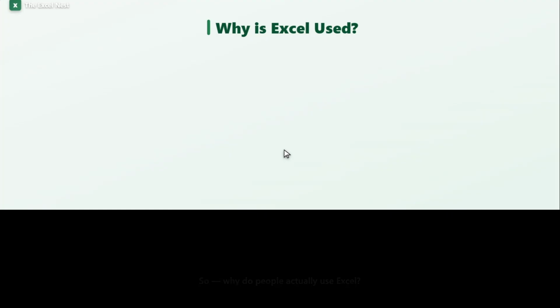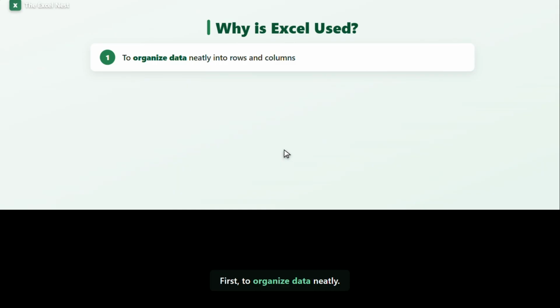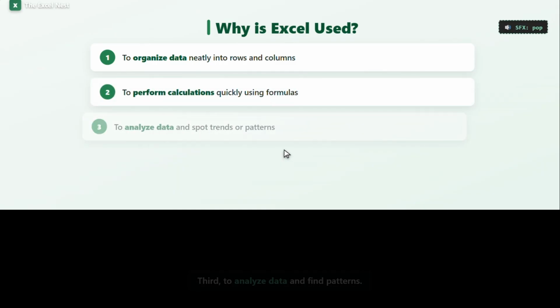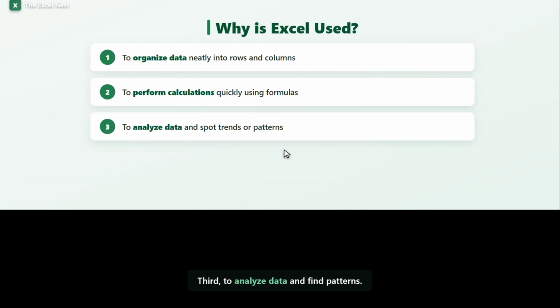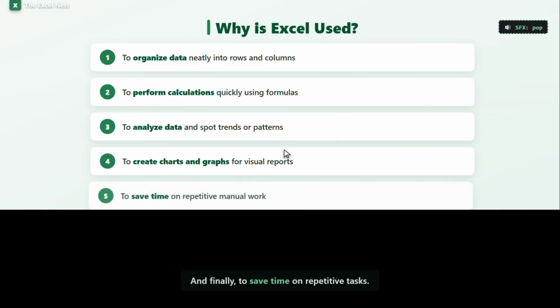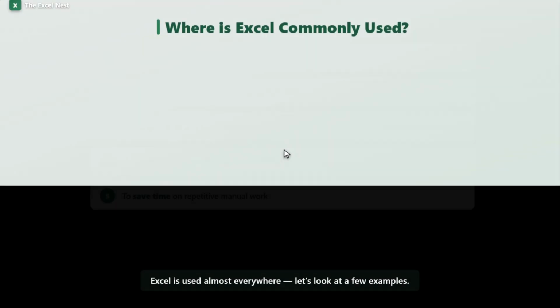So, why do people actually use Excel? First, to organize data neatly. Second, to perform calculations automatically. Third, to analyze data and find patterns. Fourth, to create charts and graphs for reports. And finally, to save time on repetitive tasks.